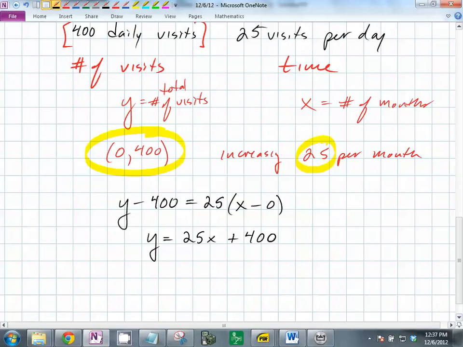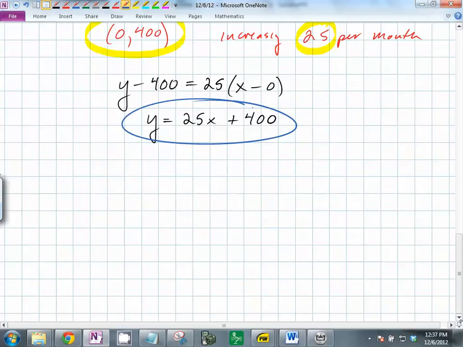Now that we've gotten the first one, is the second one pretty straightforward? If that's the first one, anybody want to guess what this is? 50x plus 200. You could use the exact same methodology we used before, but what did we figure out? The rate of change is right there, and the y-intercept is right there.